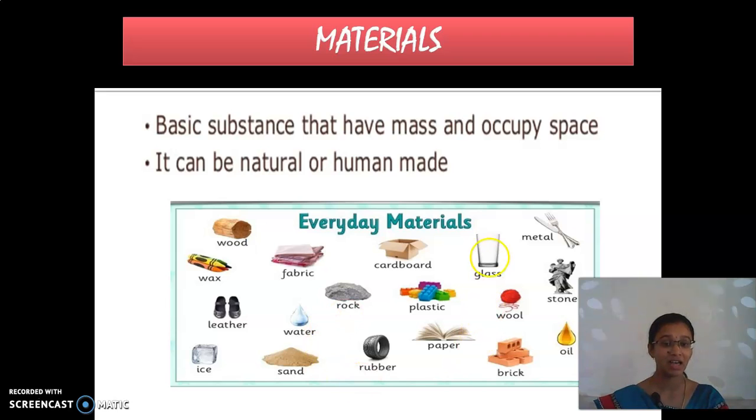See here, these are some of the materials which we see daily around us. The materials have some mass, that is the weight, and they occupy some space. If I am keeping a book on some place, that space is occupied by the book which I keep there. So the book is called a material. I hope you are clear what is meant by material. Shall we go to the next one?